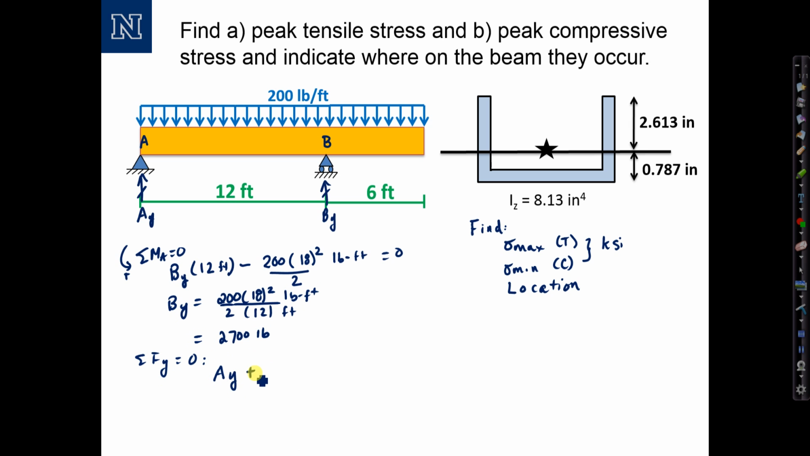Now for A sub y, sum of the forces in y equal to 0. We have A sub y plus B sub y minus the total force, 200 times 18 pounds, that's due to the distributed load. Set that equal to 0. A sub y equals 200 times 18 minus B sub y, 2,700 pounds, or 900 pounds.